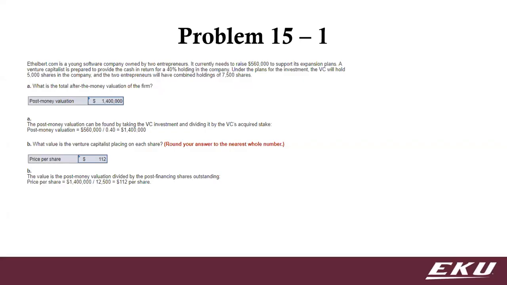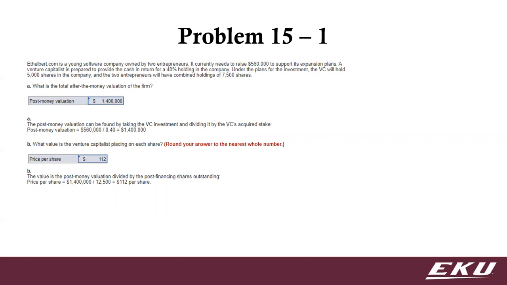So the first one here, we have a young software company. They need to raise 560,000. There's a venture capitalist that's going to provide cash in return for a 40% holding in the company. So this is like a Shark Tank, I think it's a television show, something like that. Yeah. So this person is going to step in, buy a portion of the company.